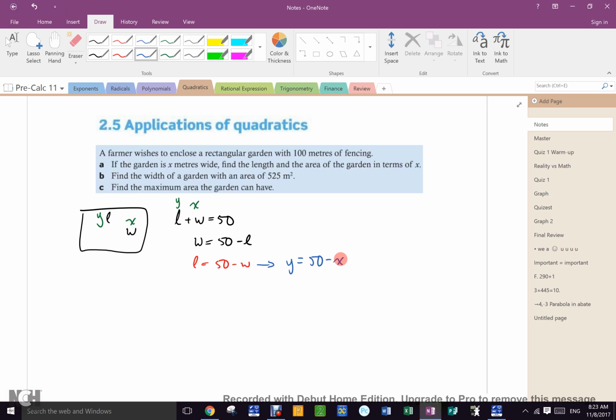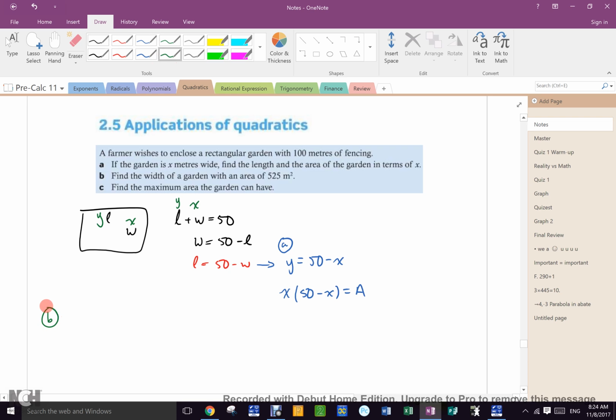What else is? X times Y, yes? Yeah. So, length times width. So this is one thing we need. The other one is width times 50 minus X has to equal my area. Is everybody cool with that? Yeah? Okay. So that's A taken care of. There is A. Now, let's do B.